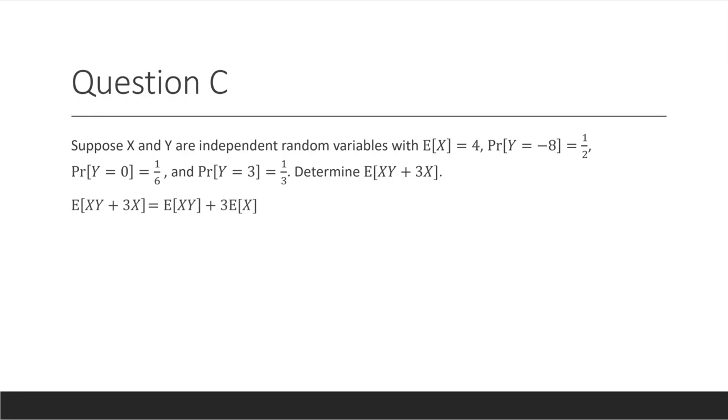The expected value of xy plus 3x is the expected value of xy plus 3 times the expected value of x. And this always works. It doesn't have anything to do with independence. However, independence will come in to write this next step as the expected value of x times the expected value of y plus 3 times the expected value of x. And again, this is by the independence of x and y.